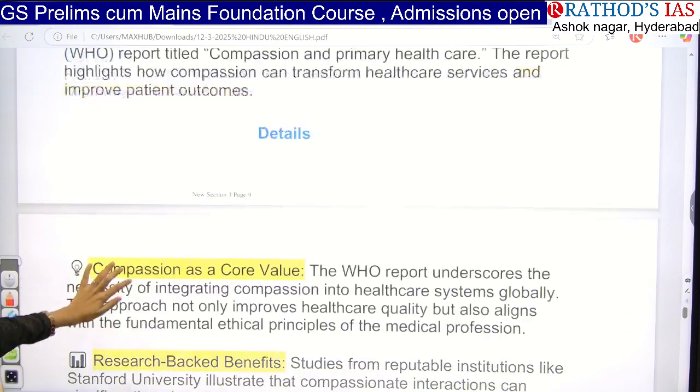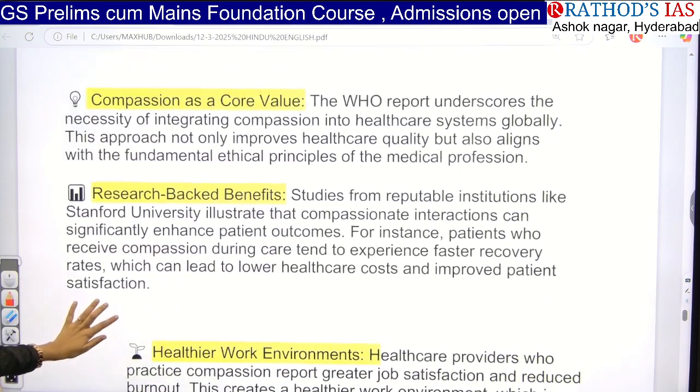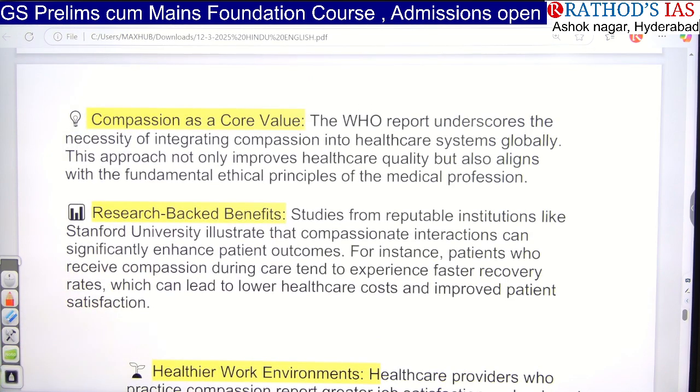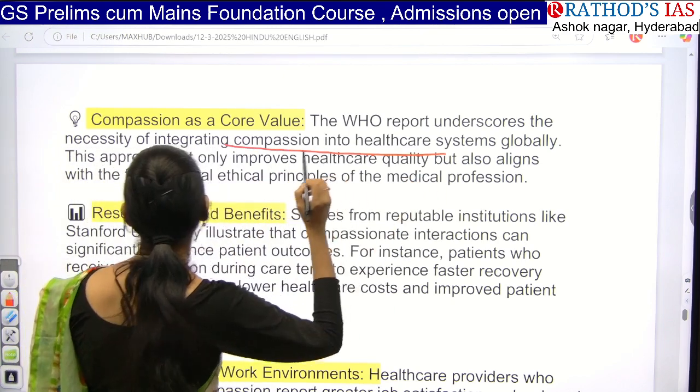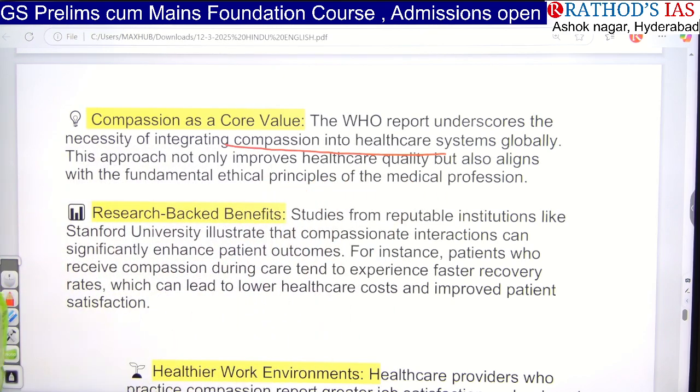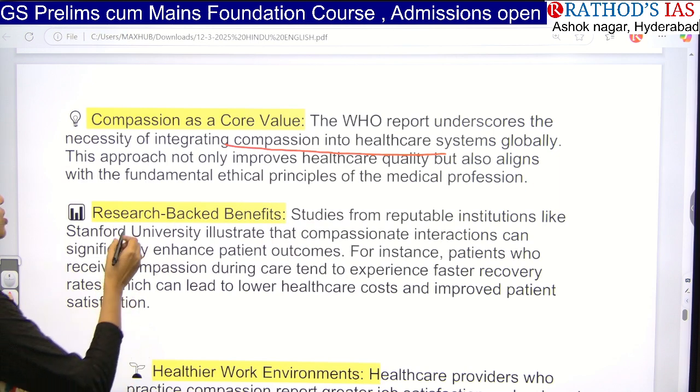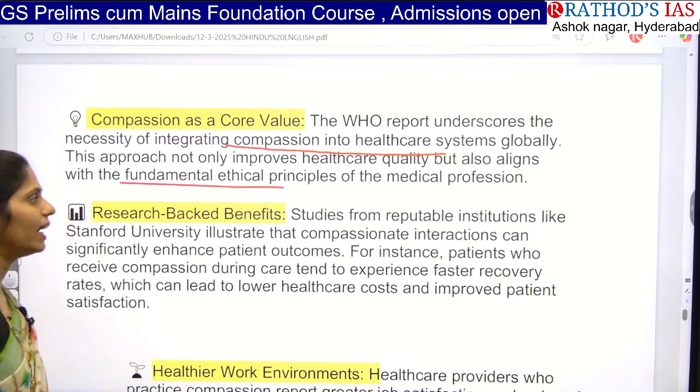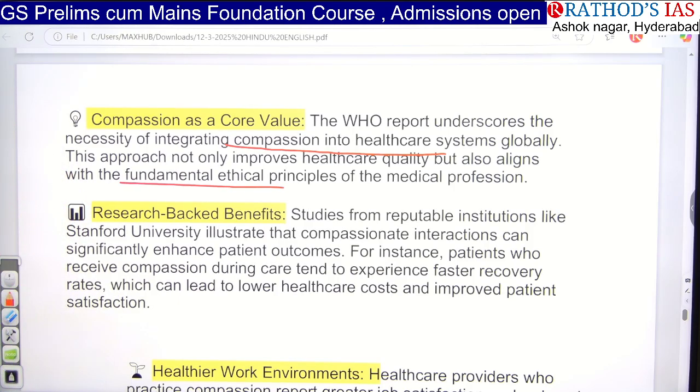So now let us see the details. This article is saying that the WHO report states that if you are integrating compassion into the healthcare system globally, it will improve the quality of healthcare, and also we can align with the fundamental ethical principles of the medical profession.